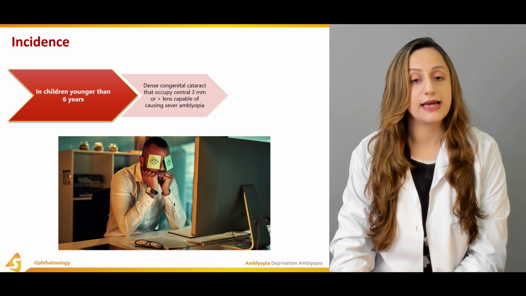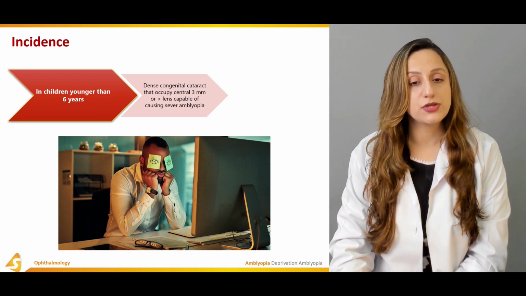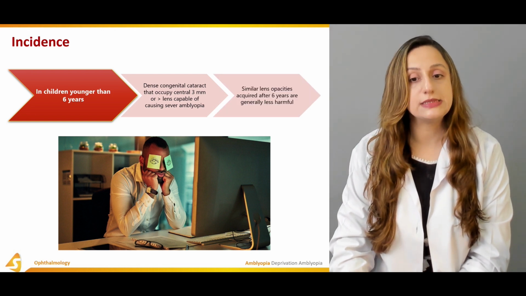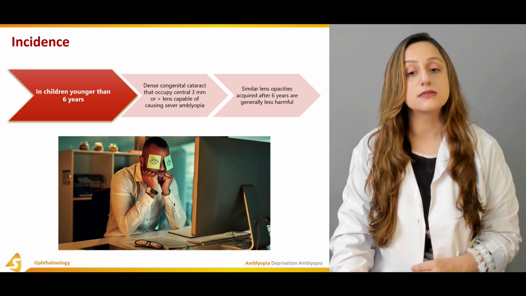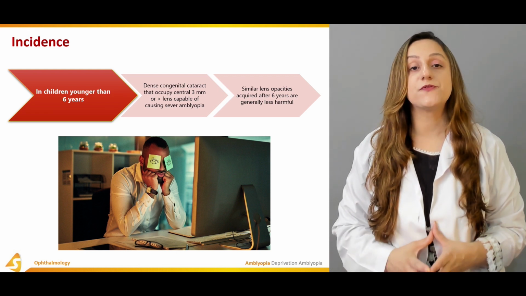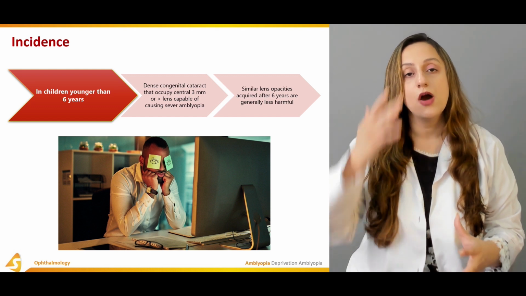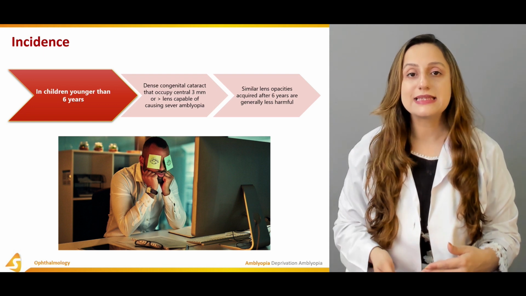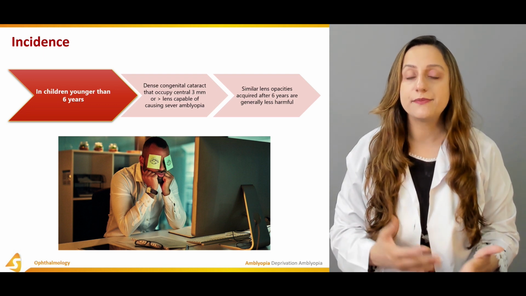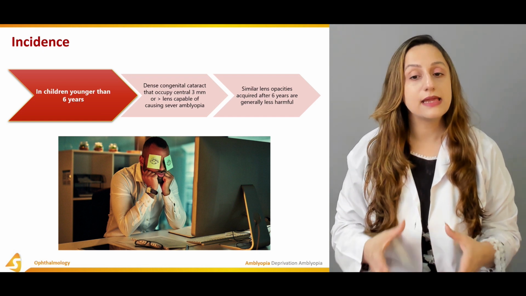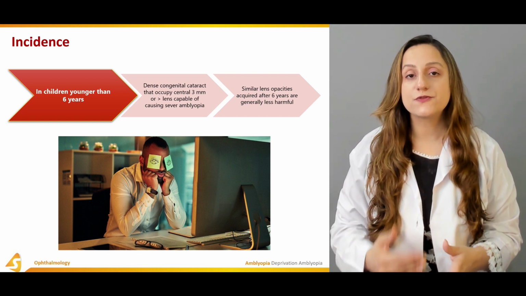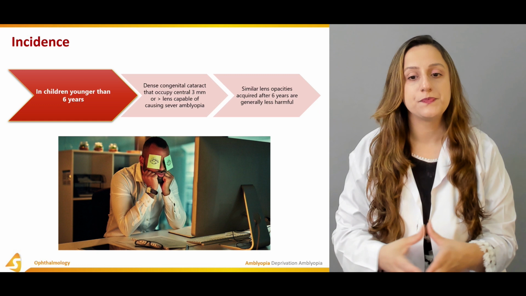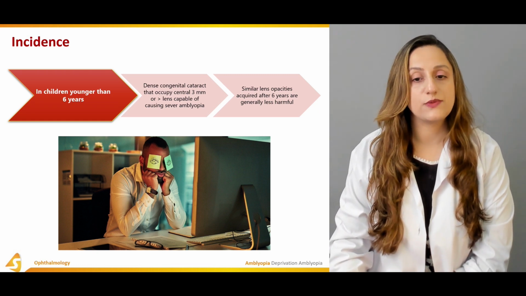Dense congenital cataracts that occupy the central 3 millimeters or more of the lens are capable of causing severe amblyopia in children. Similar lens opacities acquired after 6 years are generally less harmful because the cortical binocular development of the cells has been achieved in these children. But if it is less than 6 years that we're talking about, this cortical development of the cells is hindered due to the less formation of sharp images in the children. So this is one of the factors that we have to consider over here.